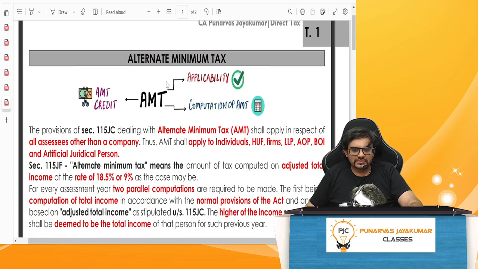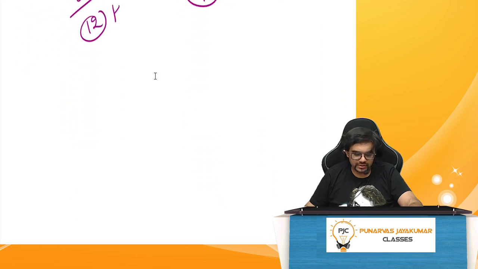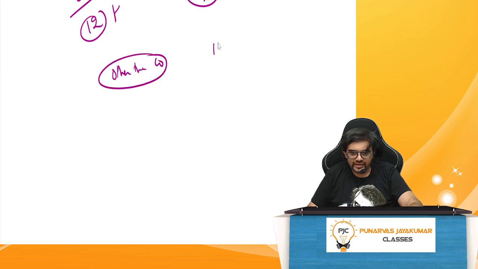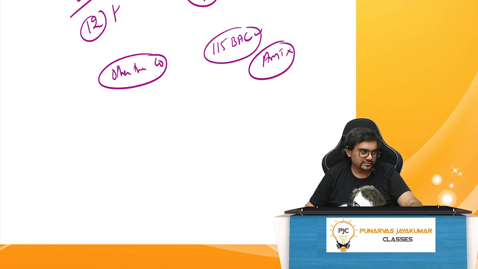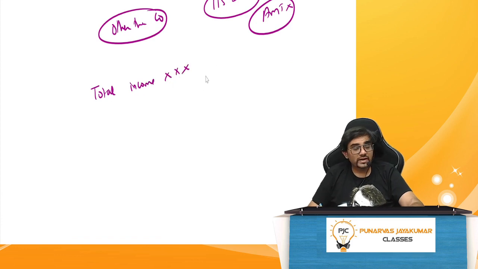Alternate minimum tax, AMT. Applicability, computation of amount. So guys, AMT is very simple. This is for other than companies. If you have opted for 115BAC, the new regime, then AMT provisions will not apply. Same like companies only. For companies it is BAA, BAB. Here it is BAC.